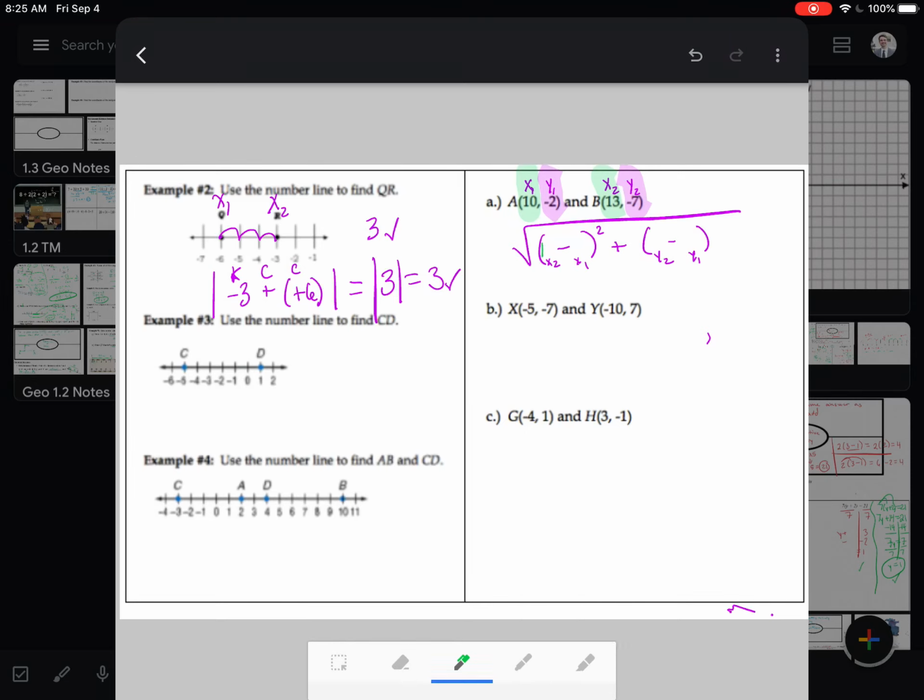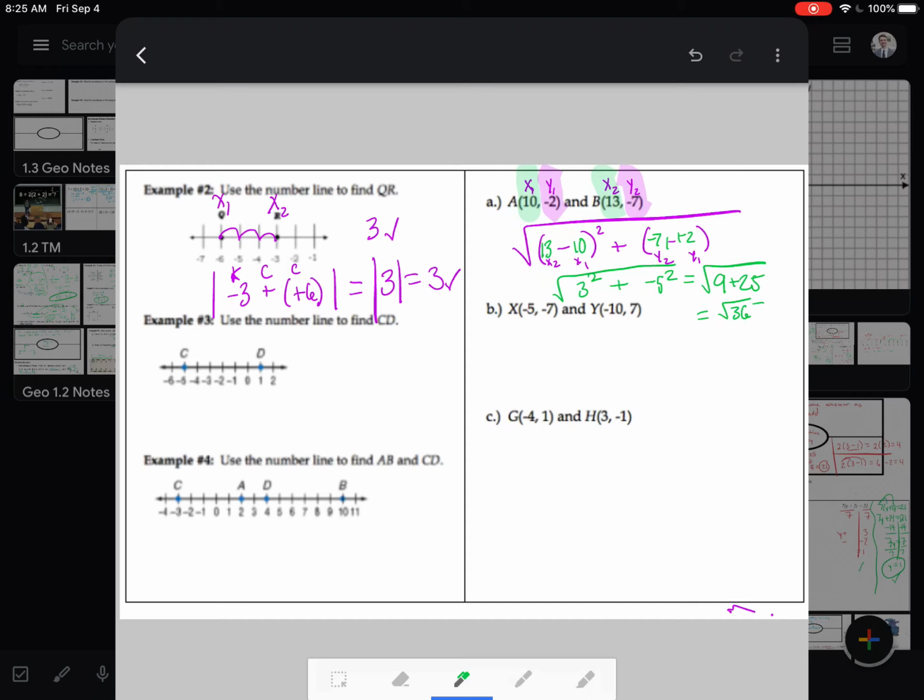All right, so x2 is 13, x1 is 10, y2 is -7, and y1 is -2. So a lot of negatives here. Again, be careful with keep, change, change, keep those signs correct. Double check with the calculator. Quick reminder, calculators only do one step for you. They are not solvers, they are individual step calculators. All right, so going through 3 squared plus, again, KCC gets us -5 squared. The square root of all of that is going to be 9 plus 25. Again, -5 times -5 is +25. Get the root of 36, or just 6.